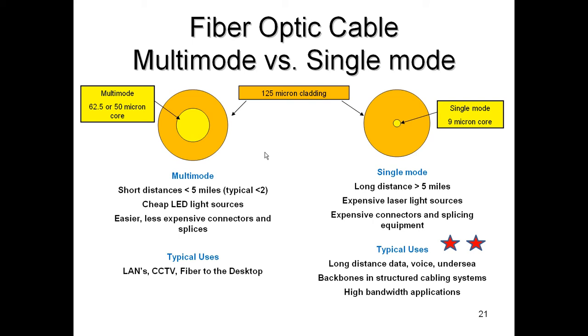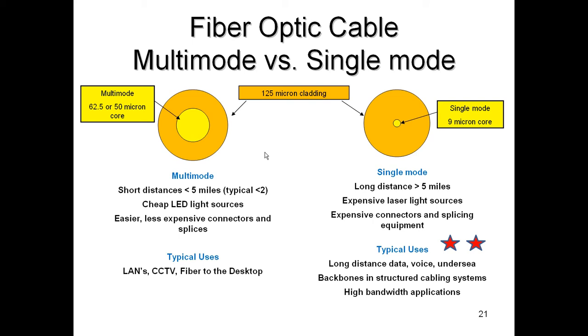What are the uses for multi-mode fiber? They run it between telecom closets. It's great for CCTV, whether you want to do analog or IP CCTV on it, and fiber optics to the desktop. The reason that multi-mode gets used over single mode is the fact that it uses the LED light sources. That makes it less expensive, makes the overall installation less expensive.